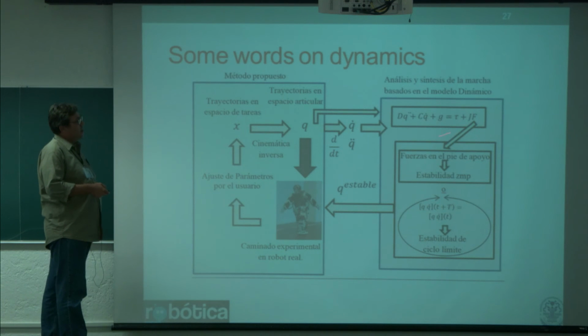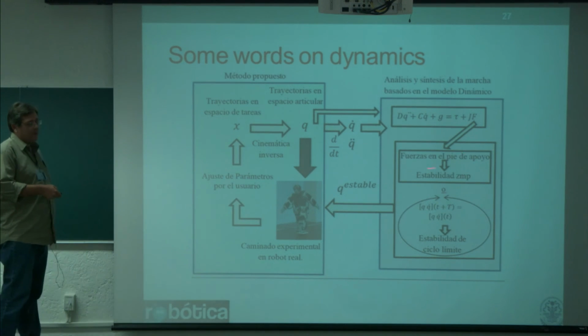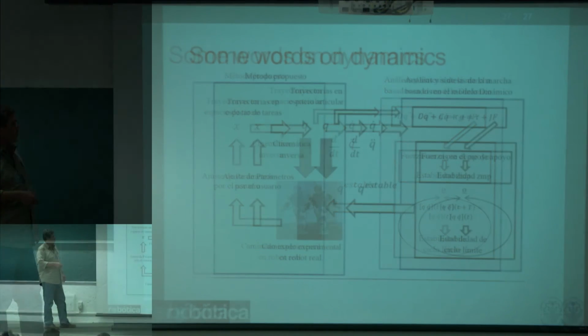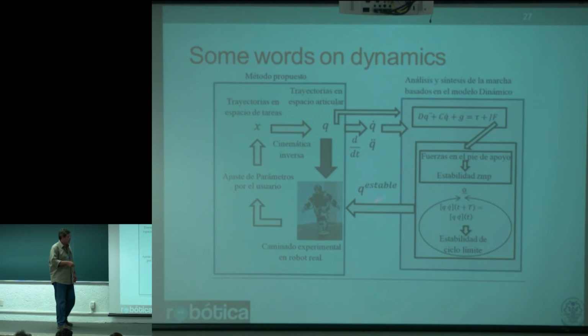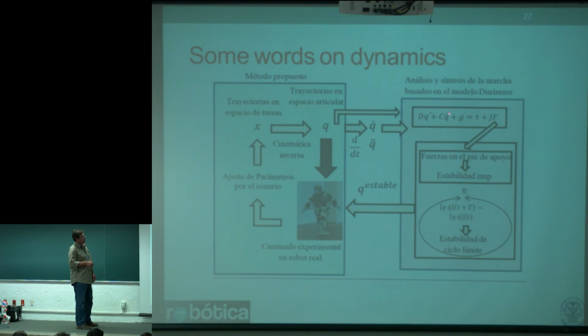This means maybe the Lagrangian model with external forces, and then checking zero moment point stability, or even cyclic stability. For this robot, we believe that this is not necessary, because in reality this will not always be exact. So for this kind of robot, we can use only this. But for larger robots, it's recommended to do this.